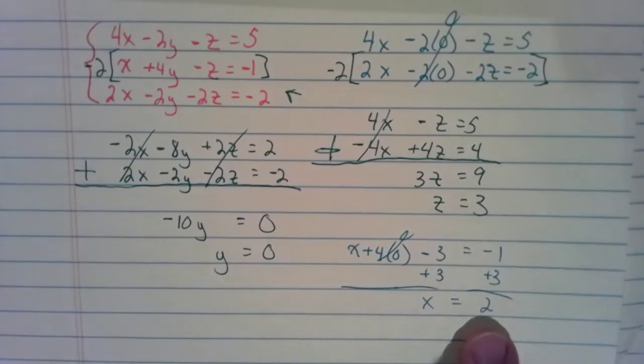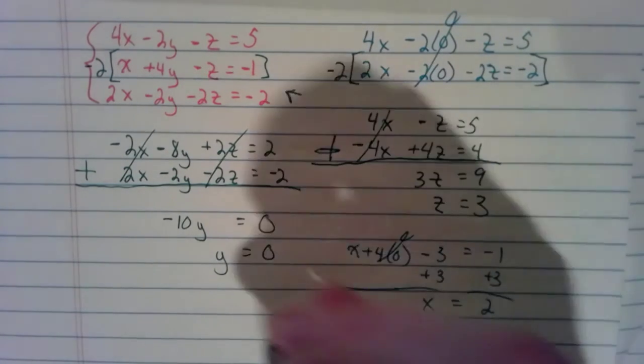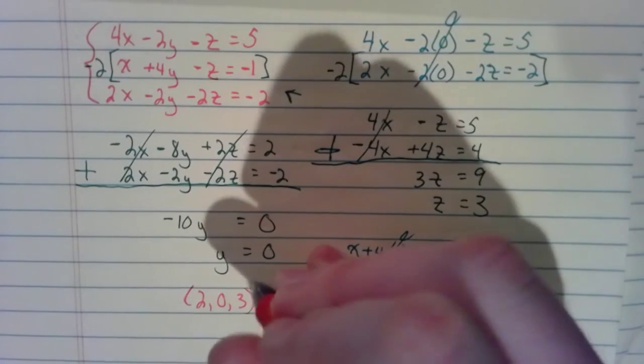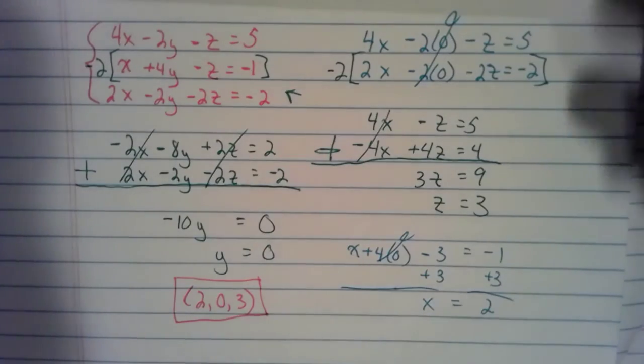So here I've got x equals 2, y equals 0, z equals 3. So my solution is going to be the ordered triple 2, 0, 3. Okay? And I can check this against every equation just to show you that it actually works here, right?